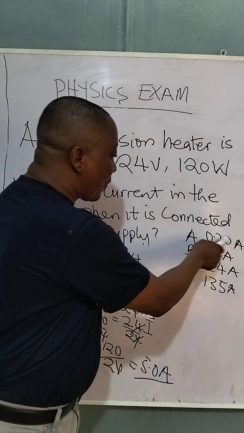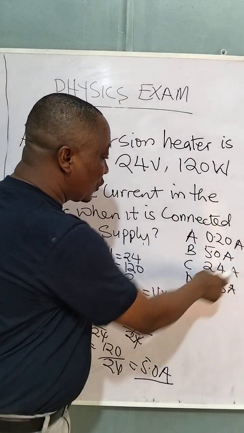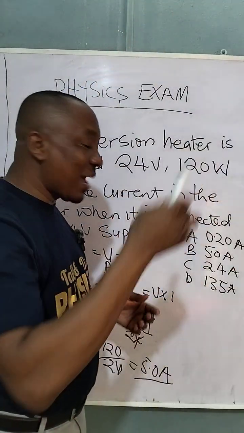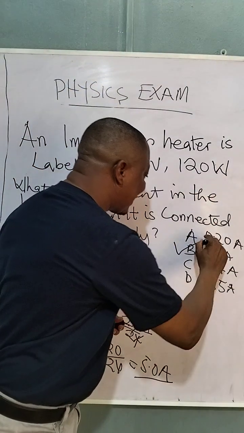Look at the options: A is 0.2, B is 5.0. Which one is the answer? Yes, correct. Clap for yourself. B is the answer. Correct.